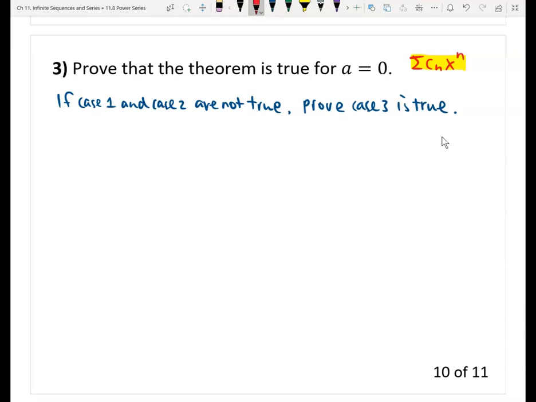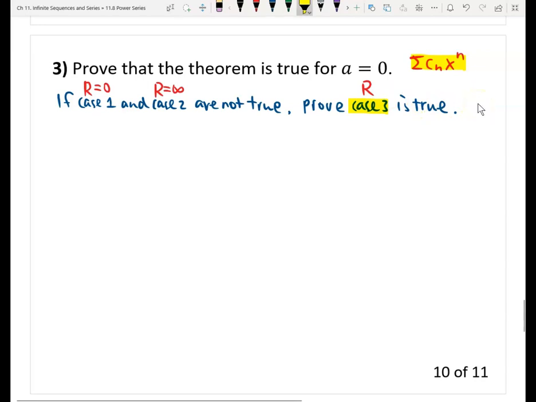And remember case 1 means the radius is 0, the series converges only at 0. And case 2 means the radius equals infinity, which means it converges at all numbers. If our series does not converge only at 0 and does not converge at all numbers, we need to prove case 3, which means what? There exists a positive number R, so that inside the R neighborhood of 0, the series converges. Outside of the R neighborhood it diverges, right? So we need to find out what R is.